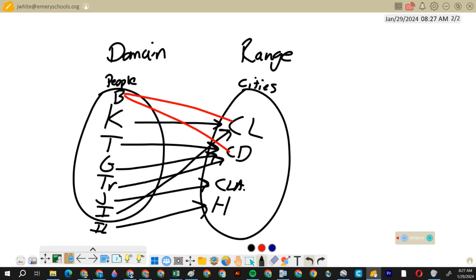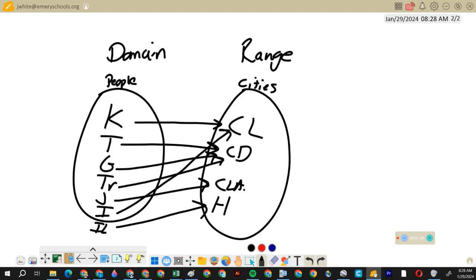Now, that doesn't mean that that can't happen. There might be a person that lives in multiple cities. But if that's the case, then this situation is not a function. So if I called this situation h, if Bob lives in two cities, h is not a function. So let's go back to this. Can two people live in the same city? Yes, that's okay. But in order to be a function, no person lives in two cities.